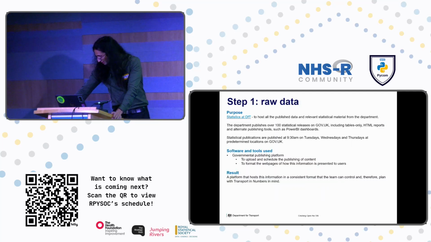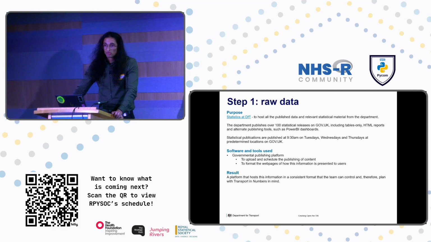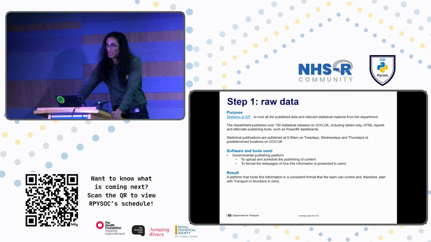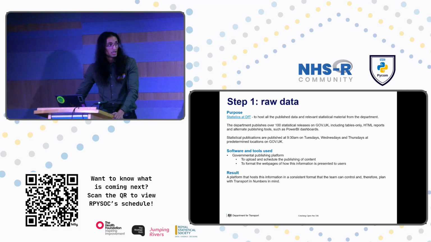I'll quickly cover, just being aware of time, the first step, which is the raw data. So we publish around 100 publications each year, I believe, and over 1,000 tables. So that's quite a lot of processing power in itself. One of the things we had to bear in mind is that we can't develop a process which was too demanding without it slowing down the processing power of the tool.